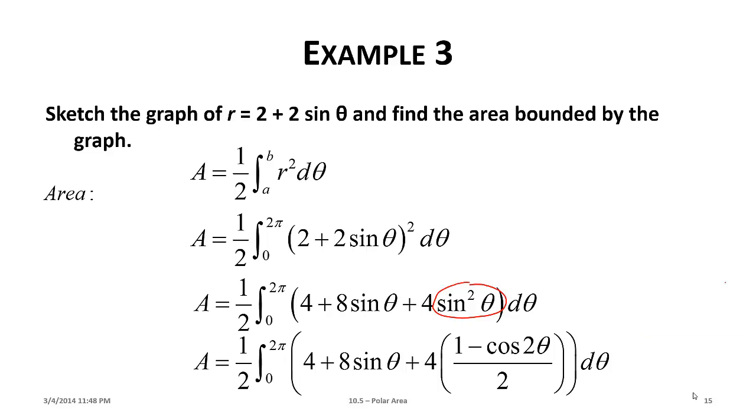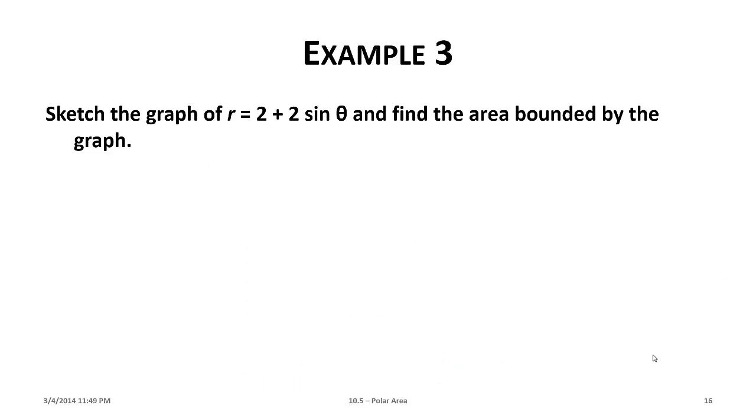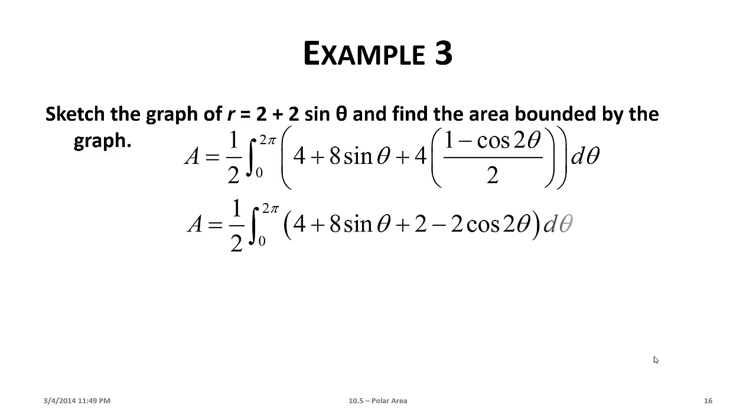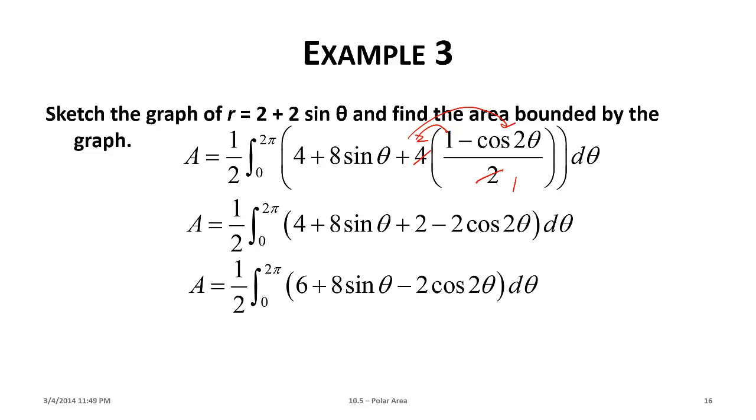From that equation right there, go and simplify the equation. 2 goes into 4 two times. As we write the equation again, go ahead and simplify this. 2 goes into 4 two times, like we said before, and then go ahead and distribute. So that's 2 times 1 is 2, 2 times cosine 2 theta. From there, simplify the equation. You got 6 plus 8 sine theta minus 2 cosine 2 theta.